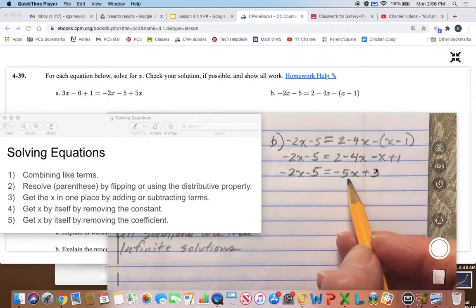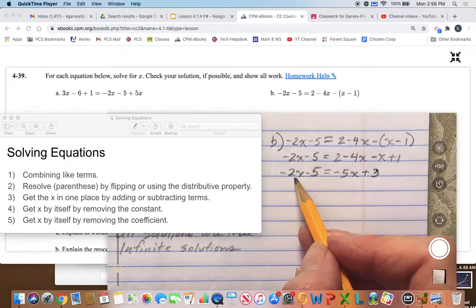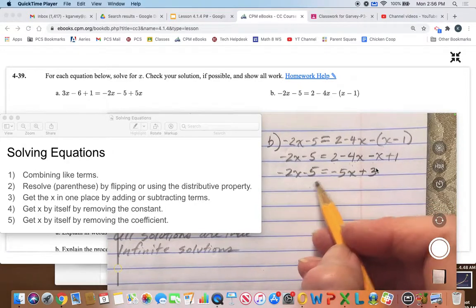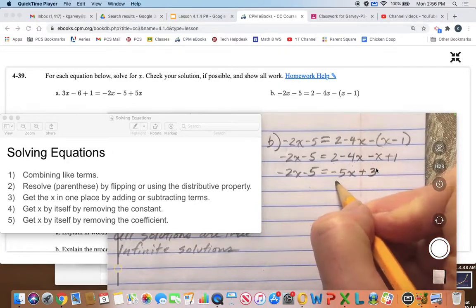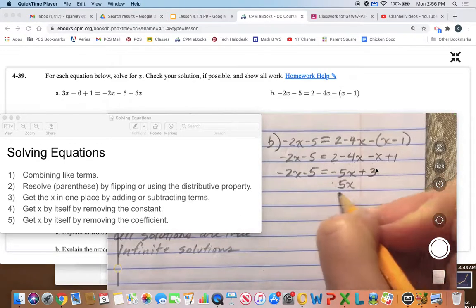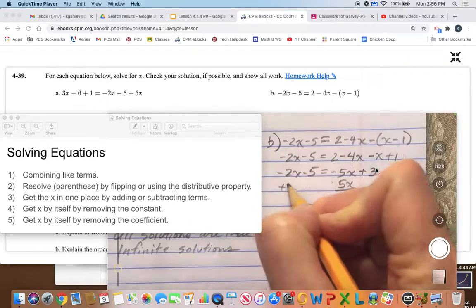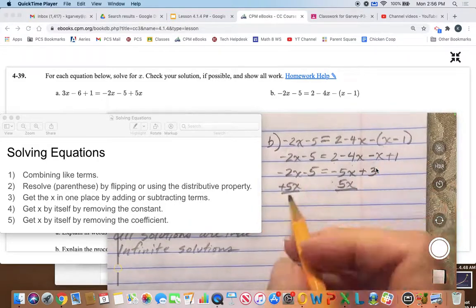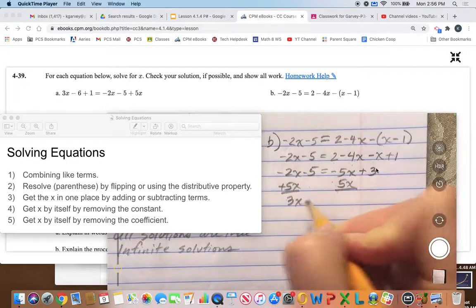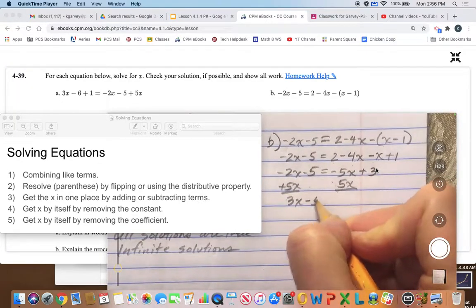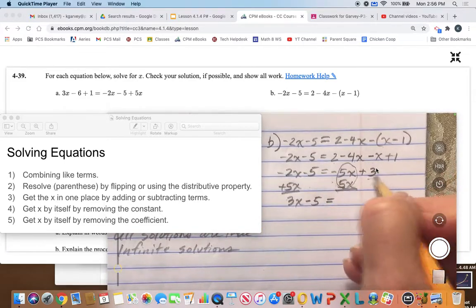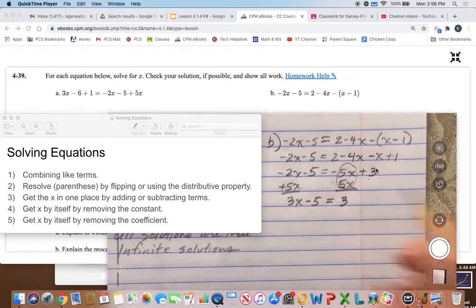We need to get the x in one place by adding or subtracting terms. So why don't we move this negative 5x? We're adding a positive 5x to both sides. So over here, that means that we'll have 3x, a positive 3x left over, minus 5, and that will be equal to, this zeroes out, and we just have 3 over on this side.